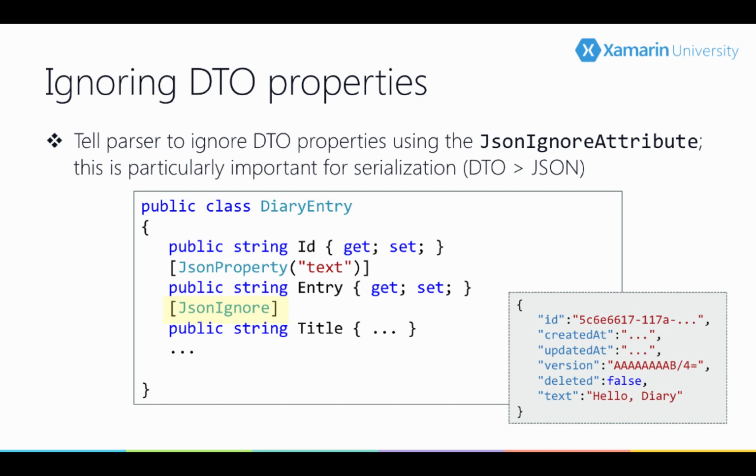Now when this attribute is present, the parser will skip over the property. Even if the value is present in the JSON data, it won't be filled in. This attribute is particularly important when sending a DTO up to the server, since it will by default serialize all public properties into the JSON blob.